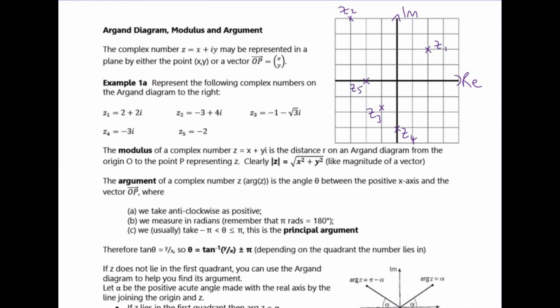You can plot them as coordinates. Sometimes you'll see them joined to the origin with a straight line, but you don't need to do that. Coordinates is fine.